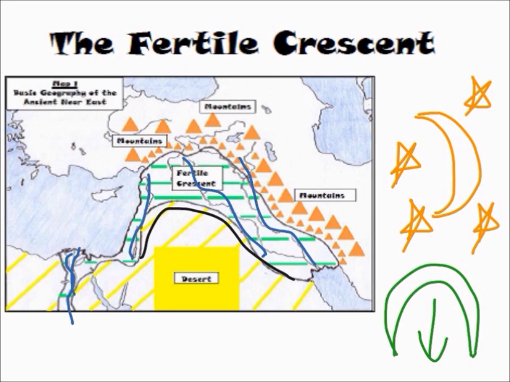And then the mountain ranges to the north and to the east mark the northern borders. However, the most important fact about this Fertile Crescent is that almost every event that occurs in the Old Testament time period occurs somewhere along this narrow strip of land or very near this narrow strip of land.